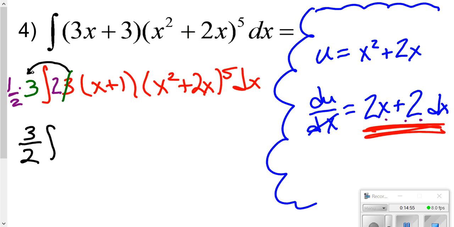Okay. And now I think we can take the 2 and the x plus 1 quantity and the dx. All of that is du.